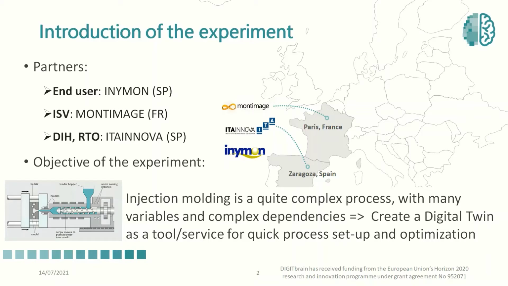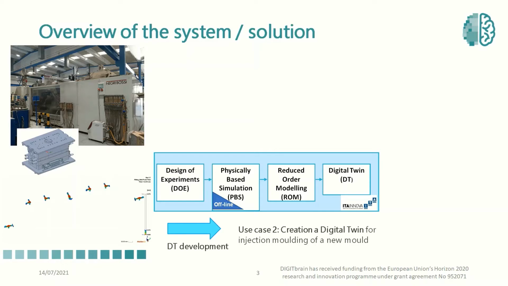Injection molding is a quite complex process, with many variables and complex dependencies. The objective was to create a digital twin as a tool or service for quick process setup and parameters optimization. The solution first requires a digital twin development process. This is done by executing a design of experiments of physically based simulations, such as the one we are seeing in the animation. Then the results are reduced and the digital twin is created.